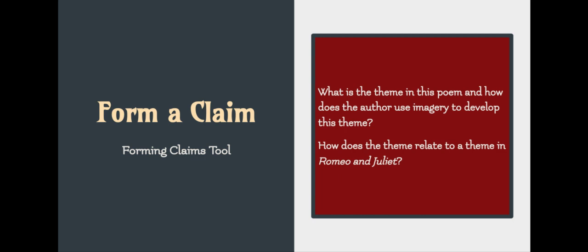Now you're going to form a claim in response to the questions. You will use the Forming Claims tool to write your claim. The questions that you will be using to write your claim are: what is the theme in this poem, and how does the author use imagery to develop this theme? How does this theme relate to a theme in Romeo and Juliet? Remember that a claim is an evidence-based opinion or conclusion about a text or topic. At this point in the process, you should make an informal statement in preparation for expressing your understanding in writing.